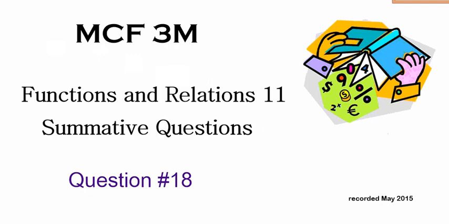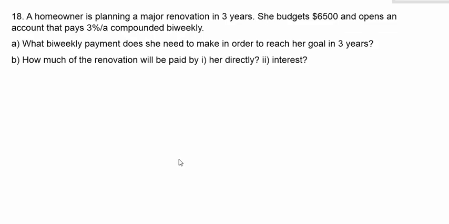This video is for grade 11 students in functions and relations who are working on the year-end summative. It's question number 18. It says a homeowner is planning a major renovation in 3 years. She budgets $6,500 and opens an account that pays 3% interest per year, compounded bi-weekly.